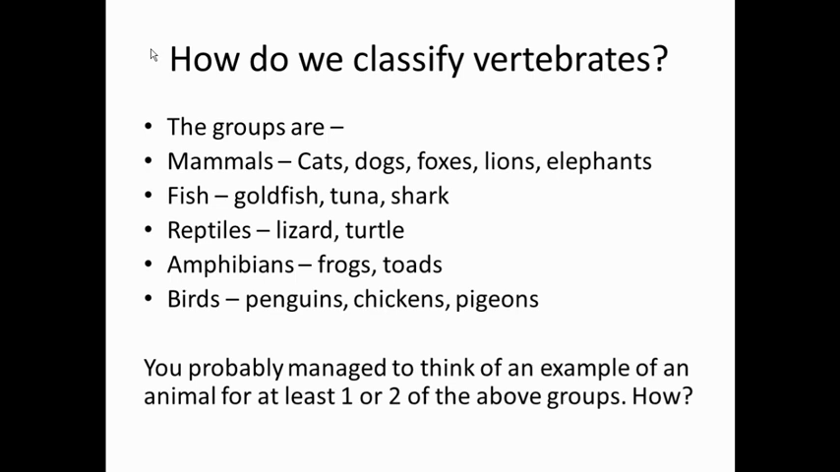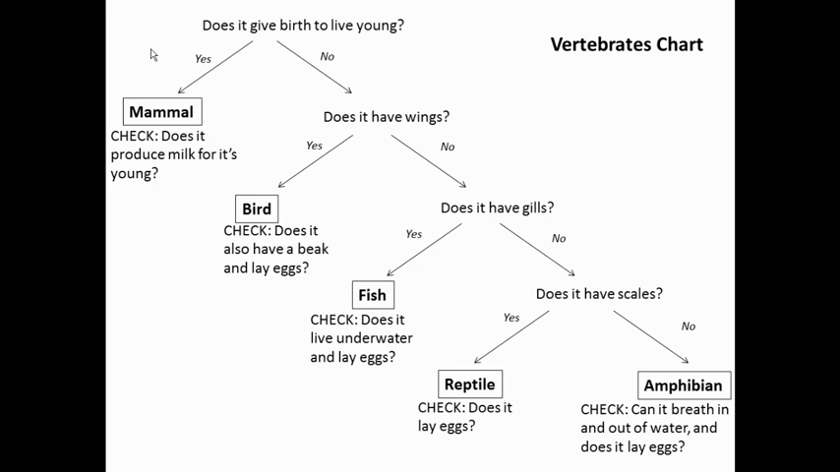How did you think of them? So by reading the word mammal, did you think, okay, a cat is a mammal? In your heads, you would have automatically done this process. So if it's an animal you're unfamiliar with, you can use a diagram like this to know what group it would come under. So does it give birth to live young? If it does, then it's probably a mammal. And then you can double check whether that's right. Does it produce milk for its young? One of the main features of mammals is that they produce milk to feed their young.